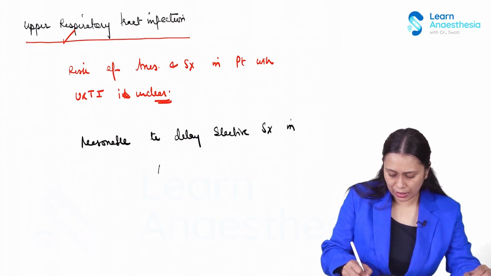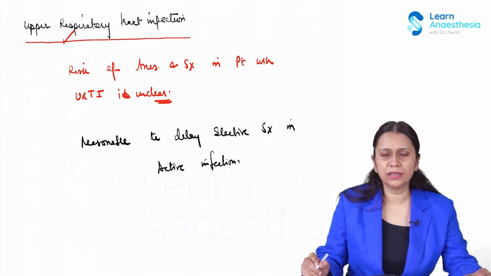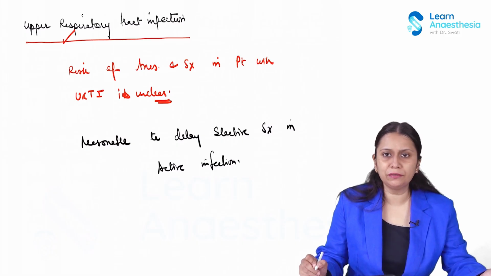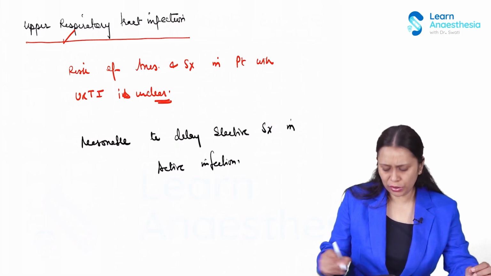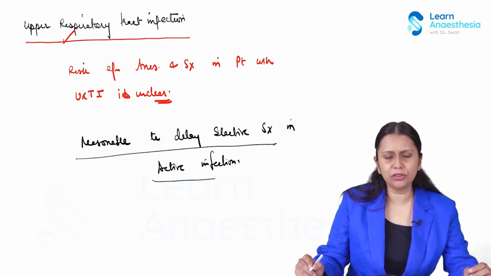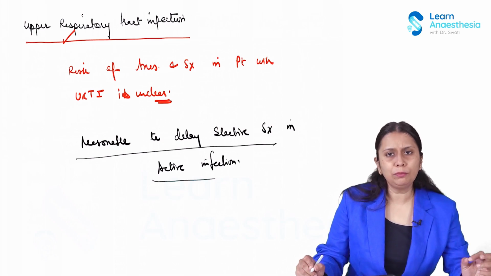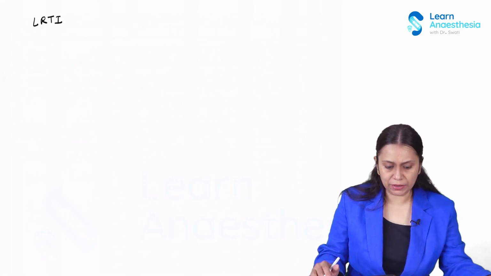So if the patient is having active sneezing or, let's say, fever signifying a viral infection, then definitely manipulation of the airway can cause complications. So we should defer the elective surgery, or we should take all the precautions if we are taking the patient, to prevent any complication from happening. Okay. Now, lower respiratory tract infection.